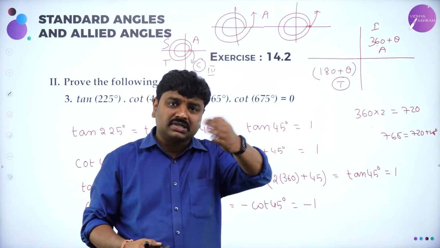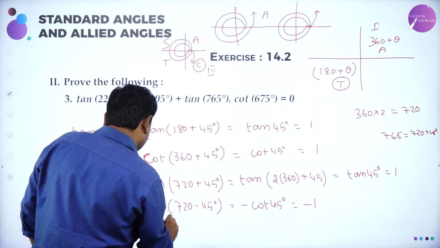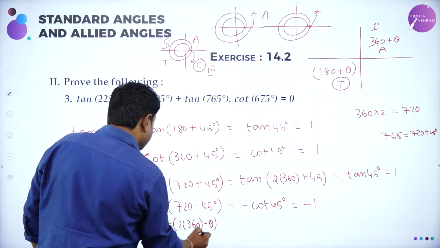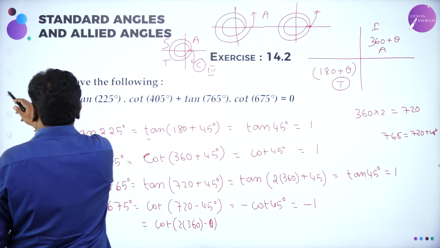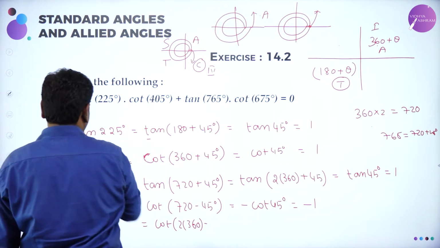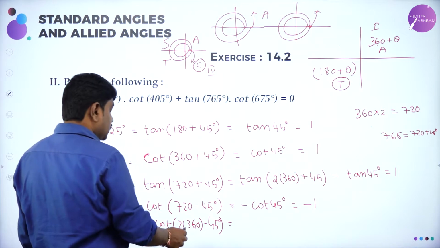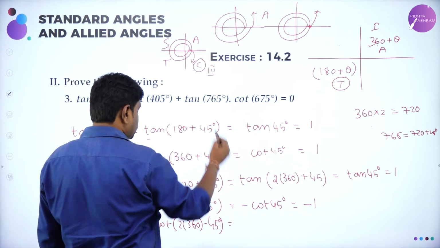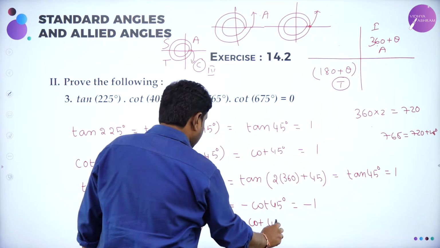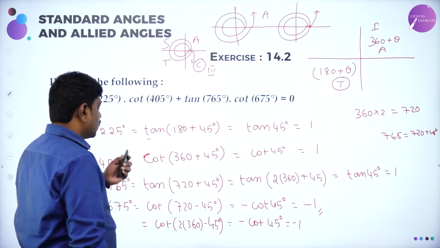720 minus means go back. So 360 minus theta. So we can also write it as cot of 2 times 360 minus 45. 720 means 2 times 360, 2 times 360 minus 45. So that is minus 45. Please observe this carefully. Here 360 minus theta means you will come back. So minus cot 45. Minus cot 45 is what? Minus 1. That's it. Now you got all the values, substitute.